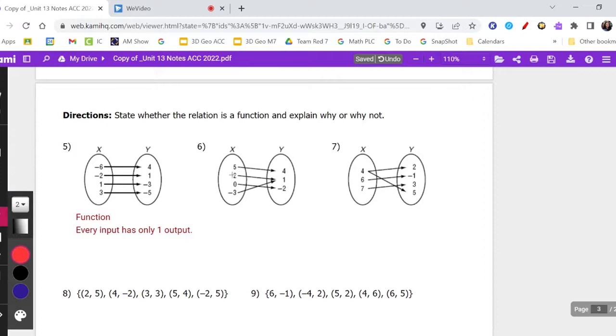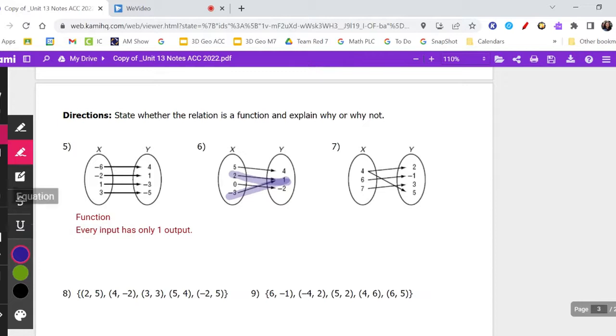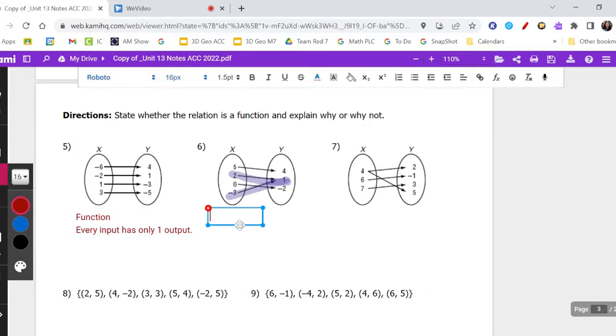Okay, next, is this a function? 5 goes to 4, 2 goes to 1, 0 goes to negative 2, negative 3 goes to 1. Now you may say, wait, I see something here. I see that 2 goes to 1 and negative 3 goes to 1. But that's okay, kind of like it's okay if Matt goes to math class and Emily goes to math class. They can be in math class together as long as they're not expected to be in two different places at once. So this is a function because every input has only one output.